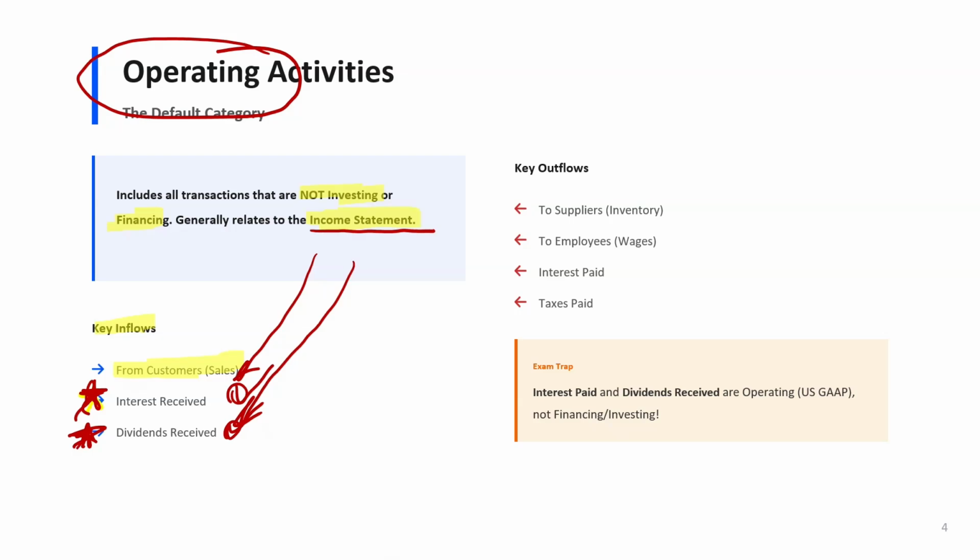Key outflows here. The first one is straightforward. If we pay money for the inventory, that comes from our operating activities bucket. If we pay money to our employees, that's, as I said, an income statement item, same operating activities. Interest paid, like interest received, is operating activities. Taxes paid is related to the income statement. Dividends paid is related to financing activities. So for operating activities, interest and dividends received, yes. Interest paid, yes, but dividends paid is not part of operating activities.